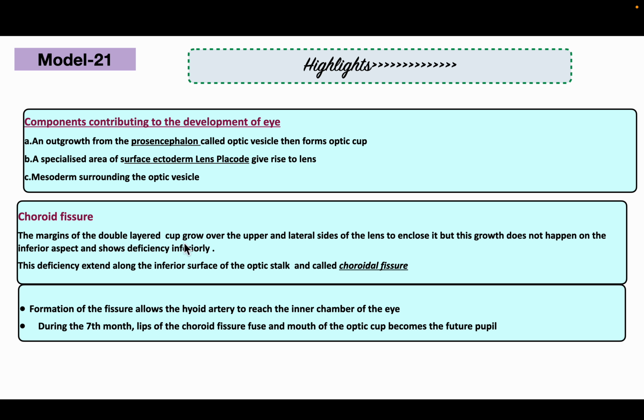The margins of the double layered cup grow over the upper and lateral side of the lens to enclose it, but this growth does not happen on the inferior aspect and shows a deficiency inferiorly, and this deficiency extends along the inferior surface of the optic stalk. We call it the choroid fissure. Formation of the fissure allows the hyaloid artery to reach the inner chamber of the eye. During the 7th month, the lips of the choroid fissure fuse and the mouth of the optic cup becomes the future pupil.